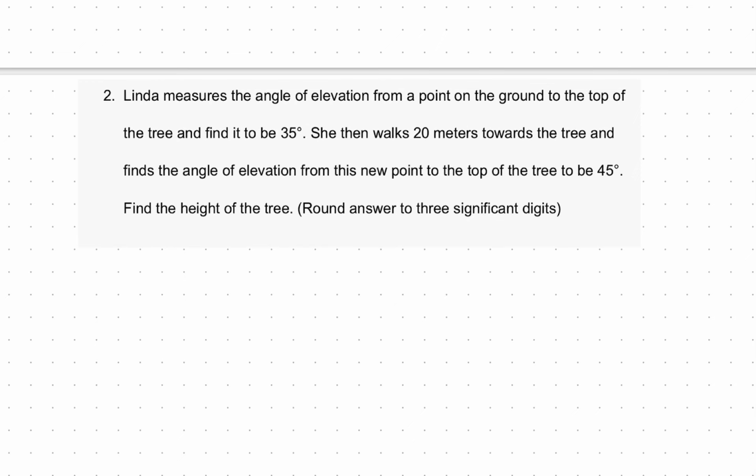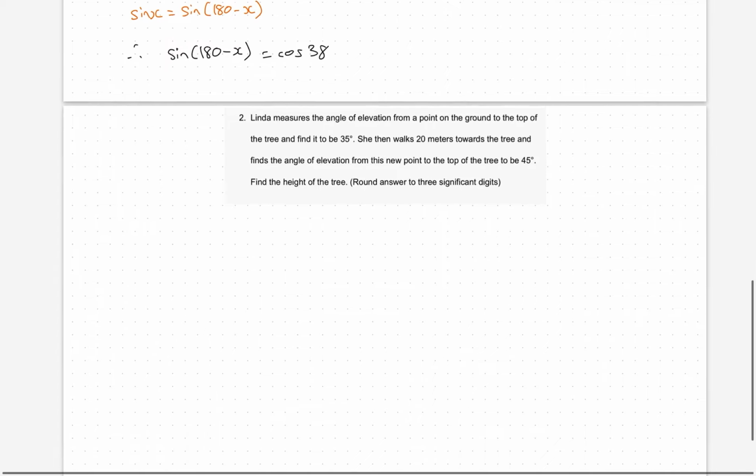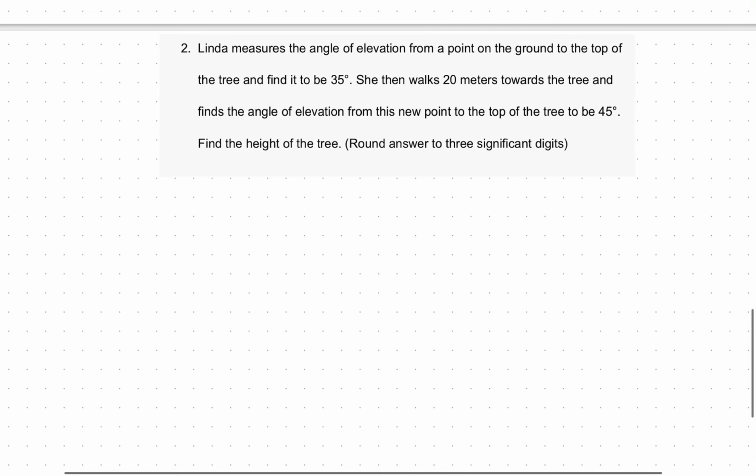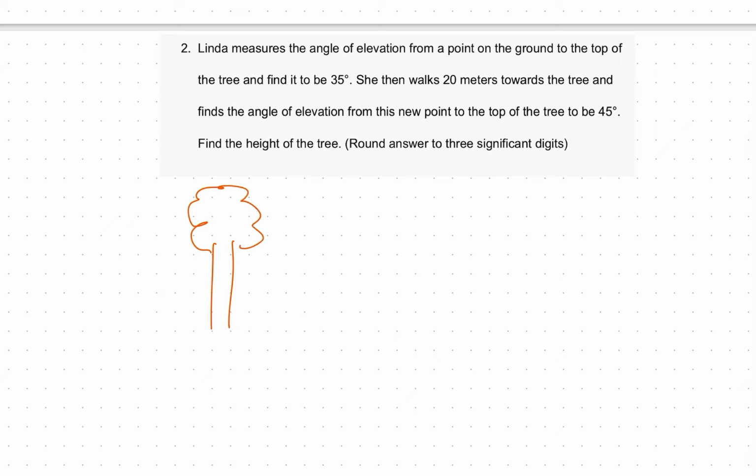Linda measures the angle of elevation from a point on the ground to the top of the tree and finds it to be 35 degrees. So I'm just going to draw this out for those who can't visualize. This is a tree and this is Linda. Let's just say that Linda's height is negligible.